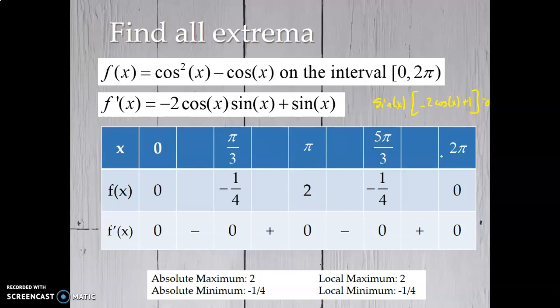So then plug those values into the original function to get the top row, and then use the derivative to fill in the pluses and minuses in between your zeros. Notice that the absolute max and the local max both happen, and they're 2 at the same place. Same thing with the minimum, and they're -1/4. You don't have to specify where, just what. All right, that's it for the first video.